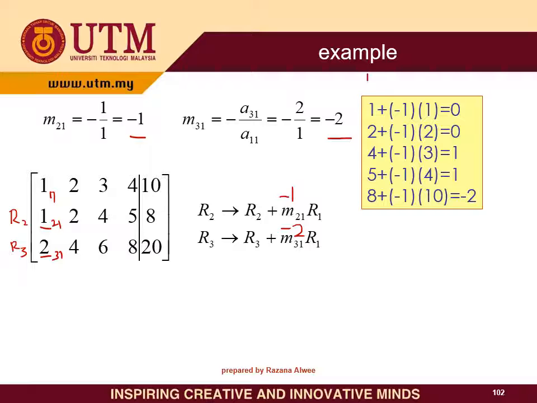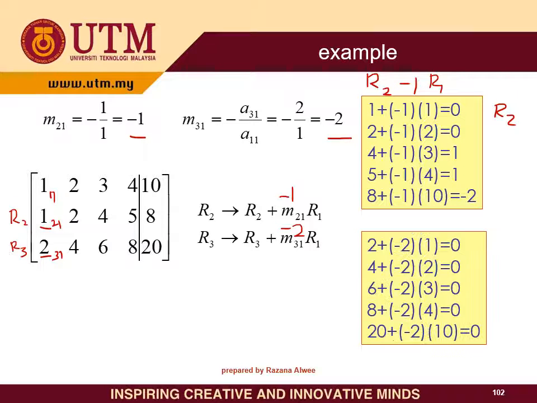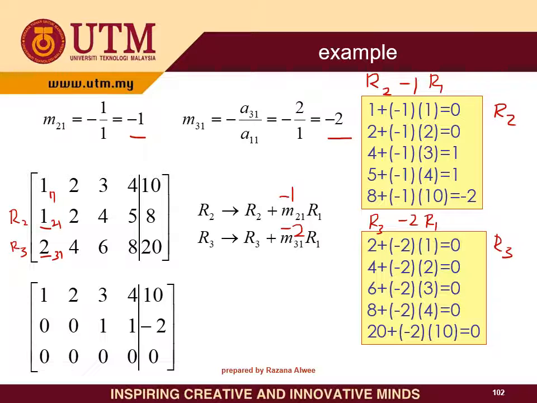So when we do that, this is R2, this is -1, this is R1. So this is the new R2. This one is for R3, so we have R3, -2, R1. So this will be our new R3. As you can see, for row 2, 0, 0, 1, 1, -2 is the answer. And for row 3, everything has become 0.